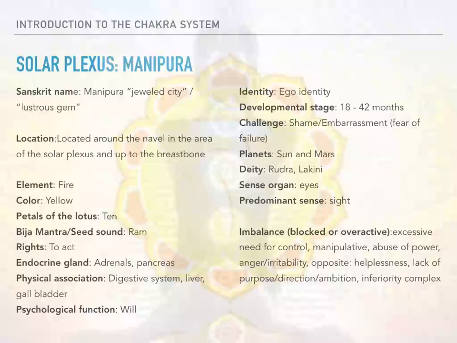So again, what we mentioned before, not to repeat, but it's so important to always look for the root cause. Is it physical? Is it emotional? Is it mental? Keep asking questions. The psychological function here is will. And the identity is our ego identity. It develops later than the first and the second chakra. Actually, around the stage of 18 to 42 months is when this chakra is developing.